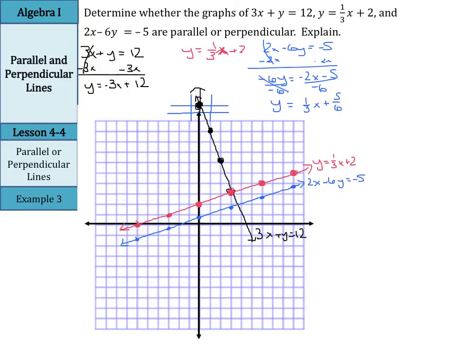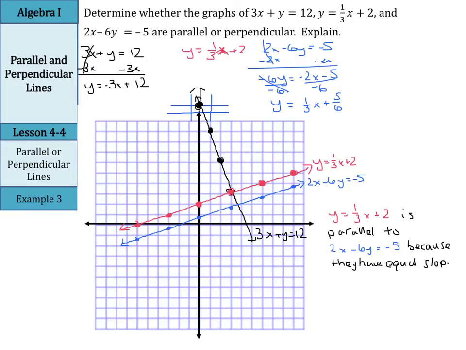Now, do we have parallel or perpendicular lines? And looking at this, it looks like you have a little bit of both. So what can we write in our explanation? Well, we can say that y equals 1/3 x plus 2 is parallel to 2x minus 6y equals negative 5 because they have equal slopes. And of course those equal slopes are 1/3, and you can see that in the slope-intercept form where they have equal slopes at 1/3.